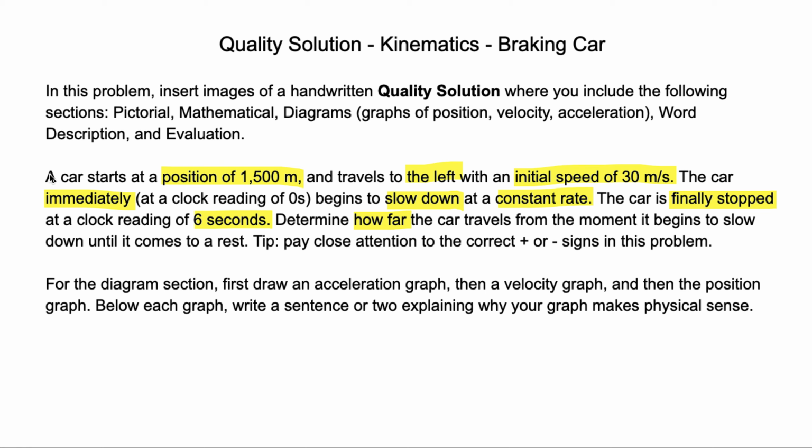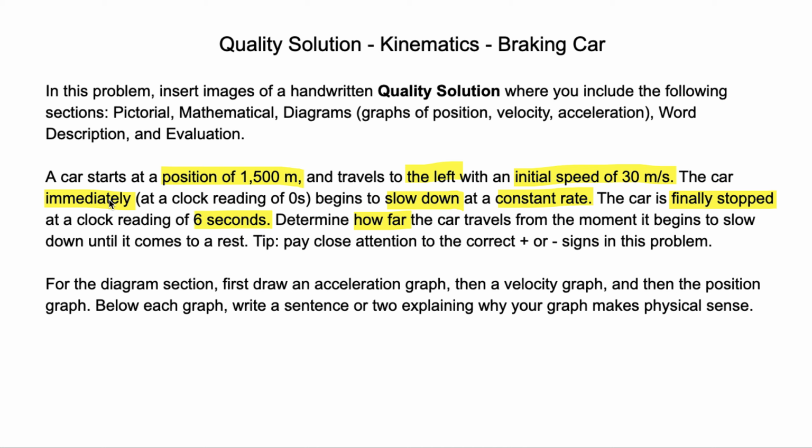But here's the problem. So we need to go into the text here and take out all the information and then turn it into some pictures and some understanding so we can work through it. A car starts at a position of 1,500 meters, so we have an initial position. It travels to the left, so that's giving us an indication about the direction of motion with an initial speed of 30 meters per second. So we'll make sure to see how to turn that into a correct value for what's called initial velocity.